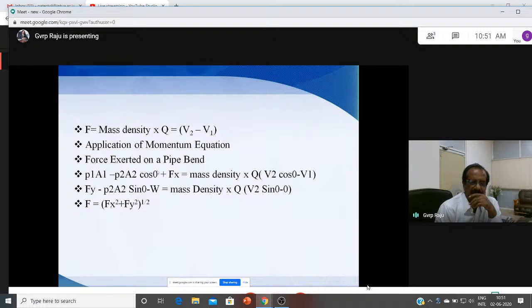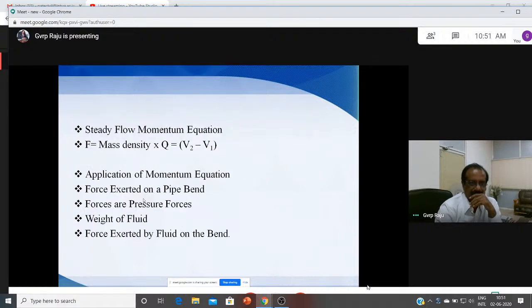I need to use the appropriate signs and also resolve the components in the proper direction with the proper signs, and the resultant is equal to the square root of Fx square plus Fy square. That is the resultant.